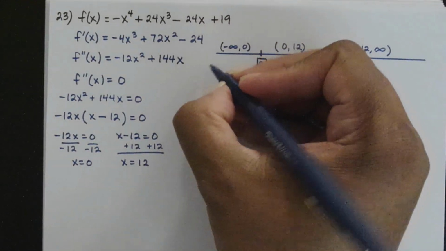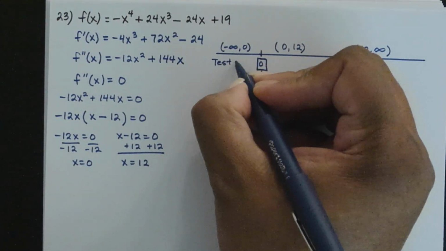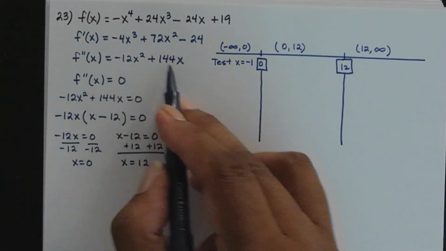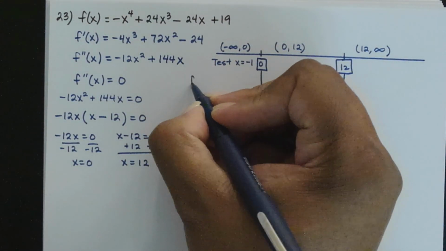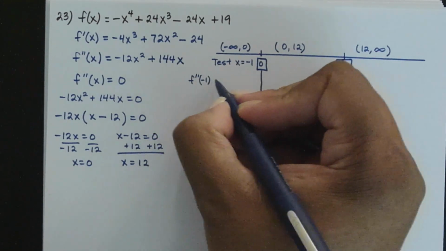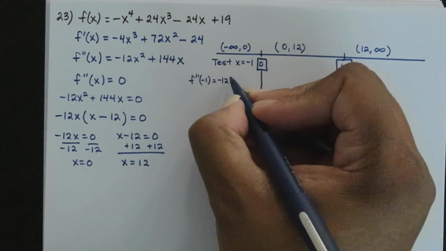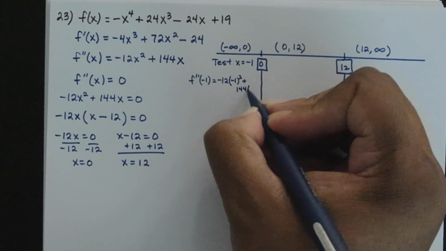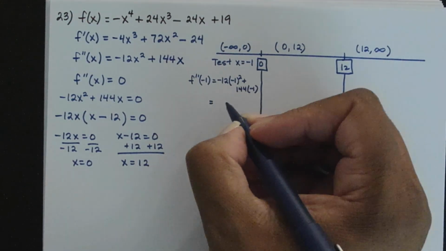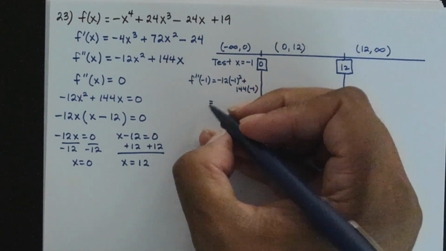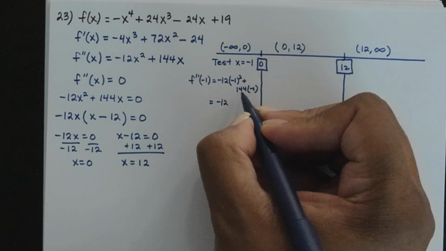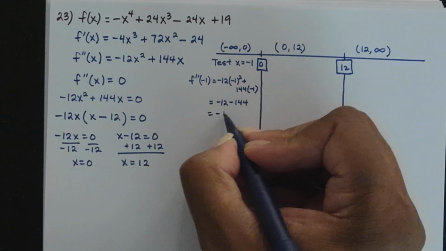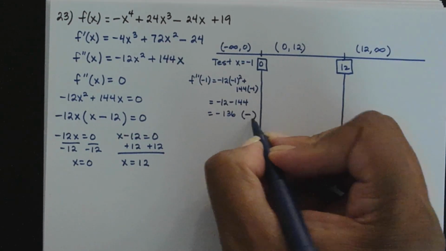So for negative infinity to 0, I'm going to try negative 1 for x. I'm going to substitute the negative 1 for the x in this f double prime of x function. So this is f double prime of negative 1. That'd be negative 12 times negative 1 squared plus 144 times negative 1. Negative 1 squared would be 1, times negative 12 would be negative 12. 144 times a negative 1 would be minus 144. This will end up being negative 156, which is negative.